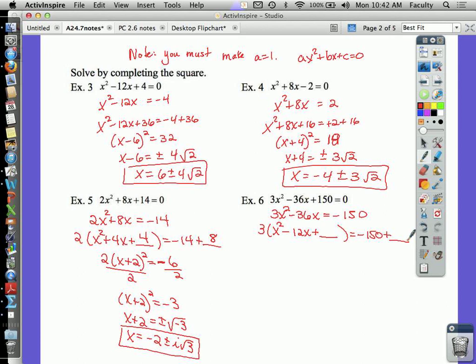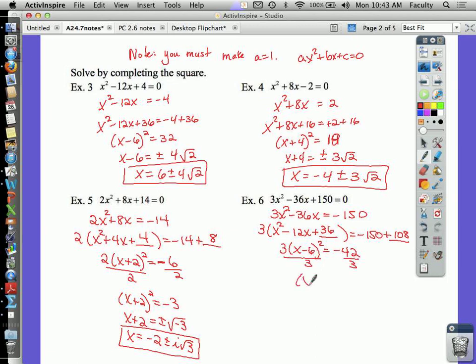So what is going to go in my first blank on the left? Half of 12, which is 6, and square it. So you're going to add 36. But I didn't really add 36 to the left side. I added 3 times 36, which is what, 108. Combining like terms on the right side, I get equals -42.